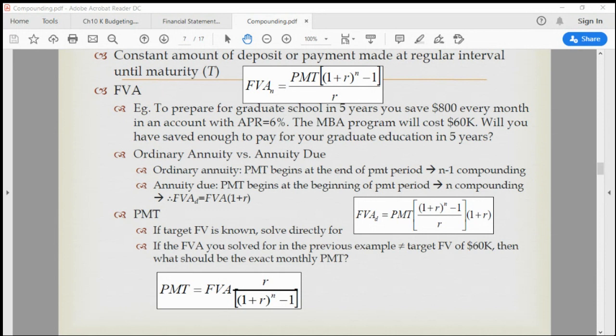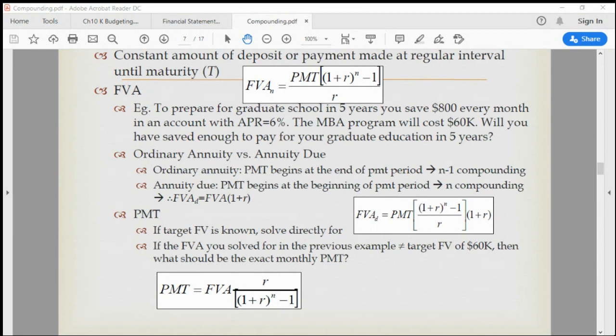Oh, I'm sorry, I forgot to mention the name of this type of deposit. It's called ordinary annuity. It's called ordinary because you make a deposit or payment at the end of each period, right? And this is more likely because you cannot make a deposit at the beginning of the month.